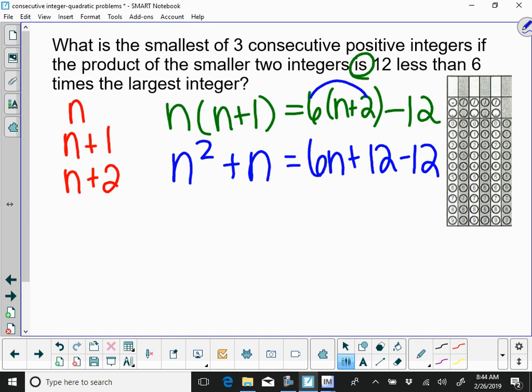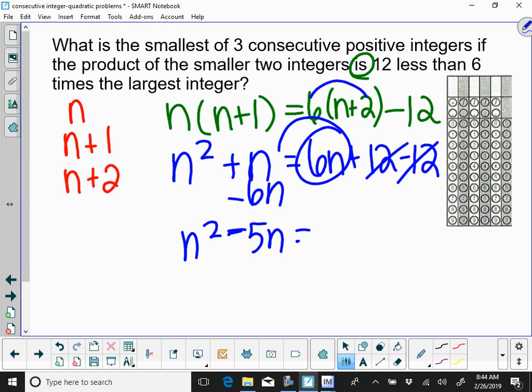So what I'm going to do is move all of this over that way. Well, what happens to 12 minus 12? They cancel, so we don't need to move it. All I need to move is the 6N. So what is N minus 6N? Negative 5N. Now we're going to factor. How can we factor that? Does it have a GCF? An N. Its GCF is N, so we're going to factor out our N. What does that leave me with? N minus 5.